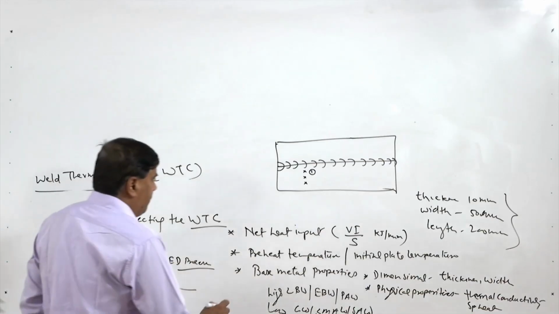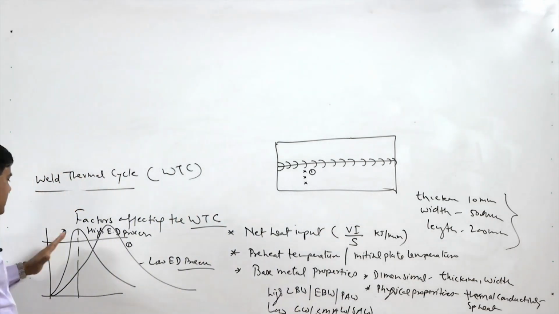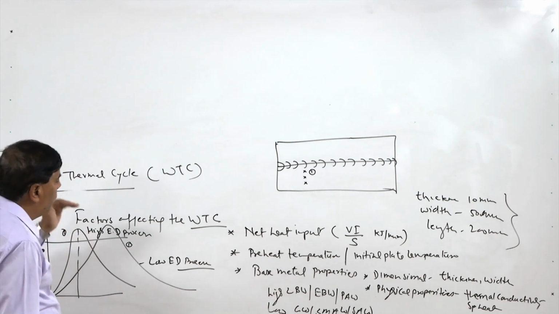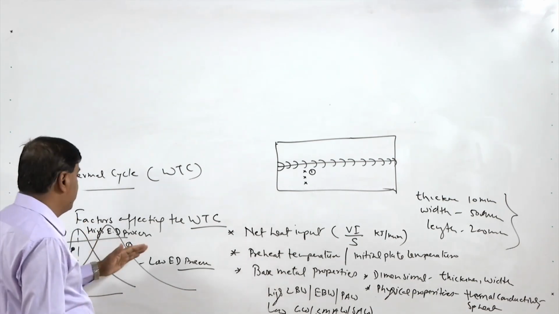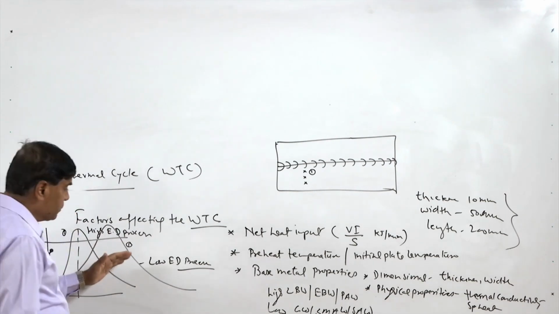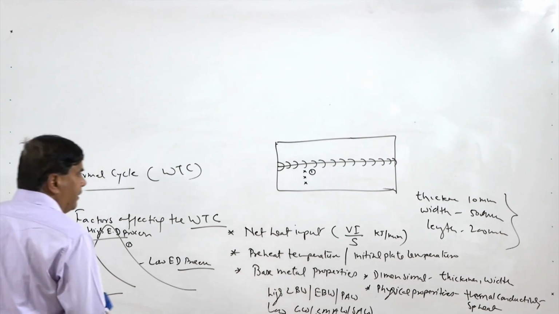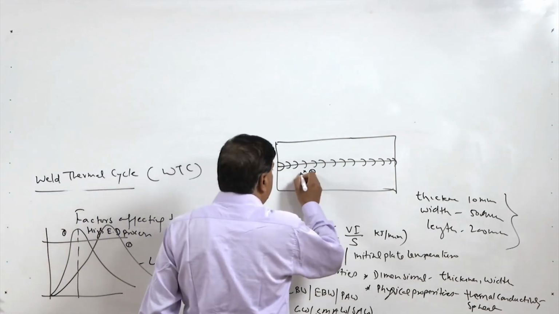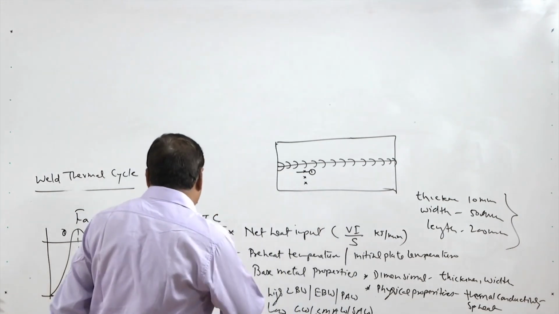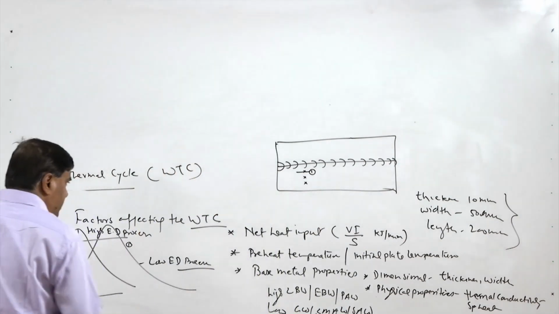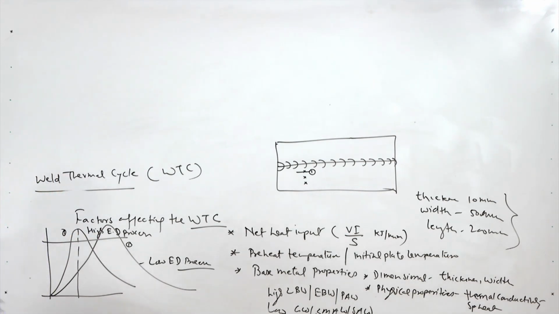So, if we see here, the low energy density process will be offering one weld thermal cycle which is really different from the high energy density processes for the same location in the weld joint. Say the point is same, but when we try to weld using the two different heat inputs, then the weld thermal cycle achieved is found to be different.